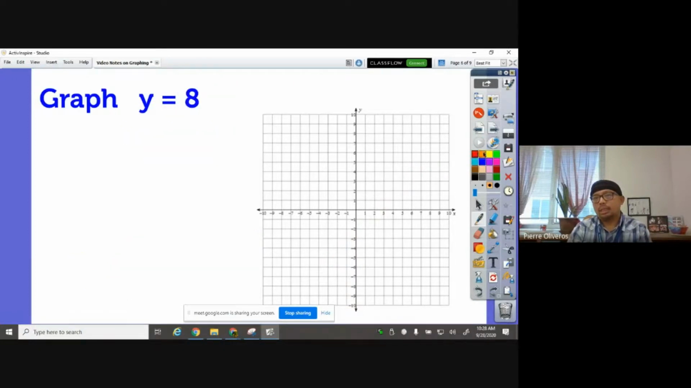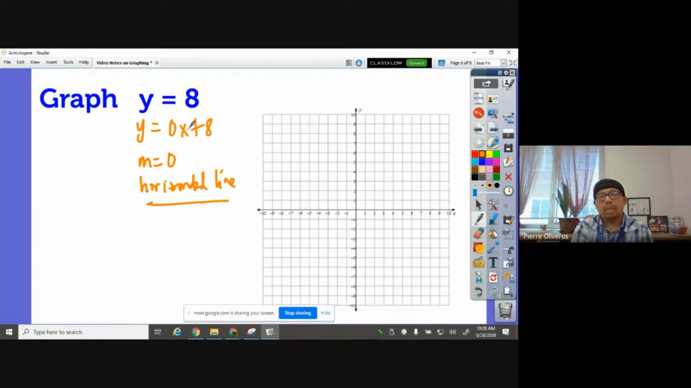Special cases here. What if we have y equals 8? If y equals 8, this is the same thing as y equals 0x plus 8. If we have a slope of 0, that means it's going to be a horizontal line. If we have a horizontal line that crosses the 8, 8 is your b there, (0, 8). So 8 is right here. And if you have a horizontal line that has to pass the orange one, it has to be like this. And that's my y equals 8. Kaboom.